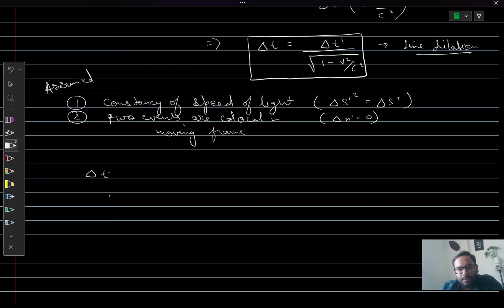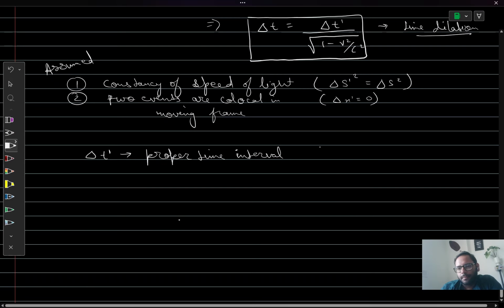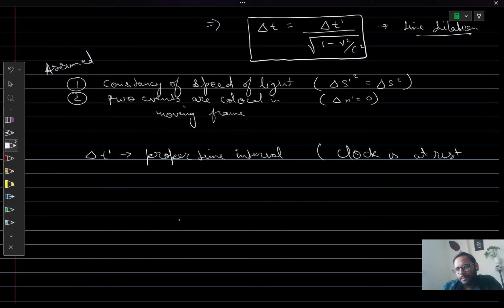Now this is called the proper time interval, because the clocks are not moving in the moving frame. The clock is at rest in the moving frame. So we consider this as a proper time interval.